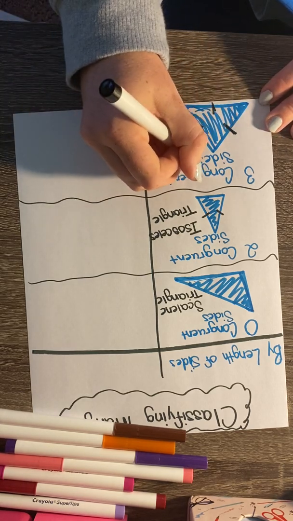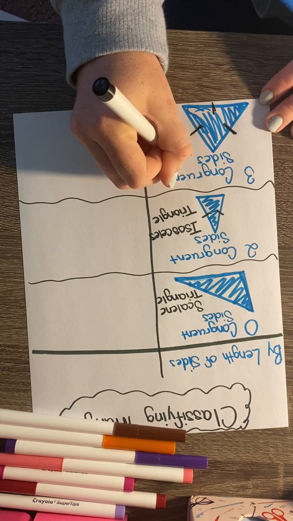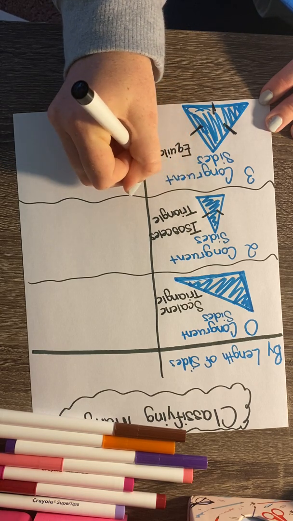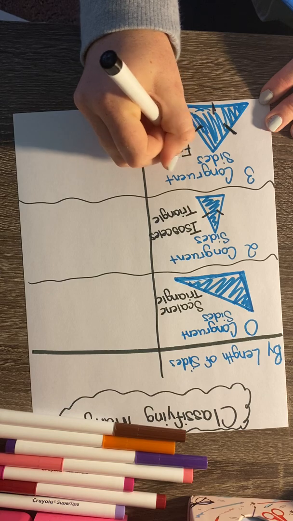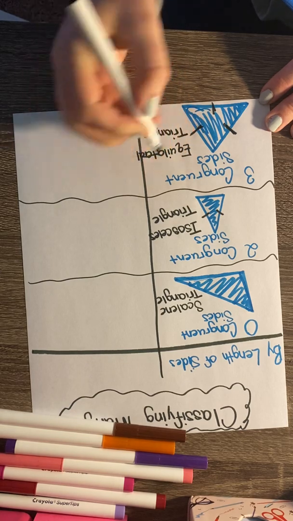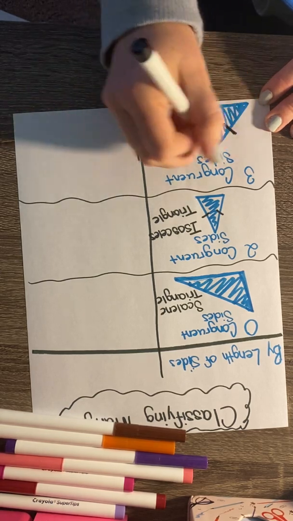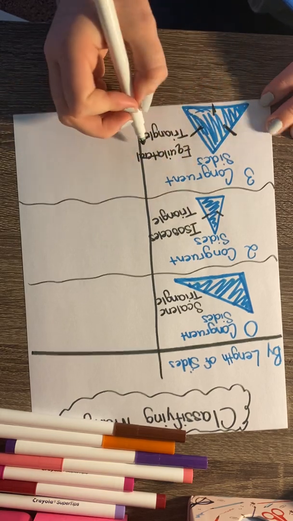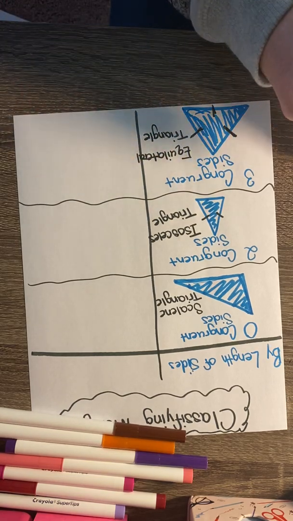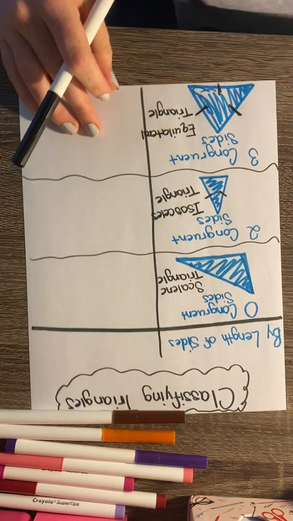This is called an equilateral triangle. You can remember that because equal means all sides are equal. So all sides are equal, it's equilateral, okay? So that one's an easy one to remember.